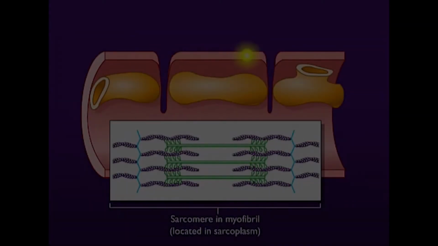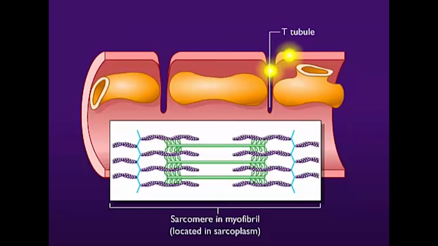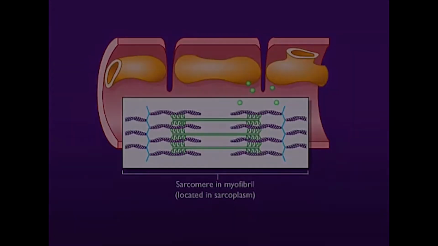At the T-tubule, the action potential is propagated on the T-tubule membrane into the interior of the muscle cell near the ends of the sarcoplasmic reticulum. The depolarization of the T-tubule membrane causes nearby voltage-gated calcium ion channels on the sarcoplasmic reticulum to open, resulting in an increase in the permeability of the sarcoplasmic reticulum to calcium ions. Calcium ions then diffuse from the sarcoplasmic reticulum into the sarcoplasm.